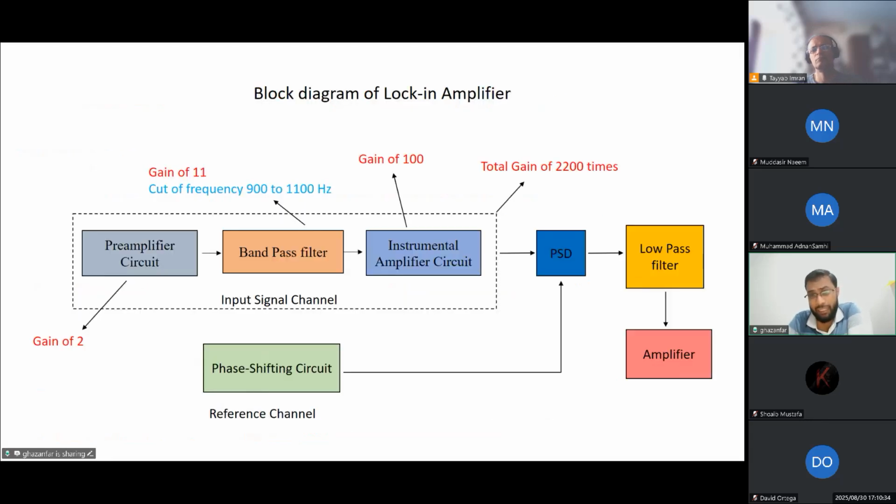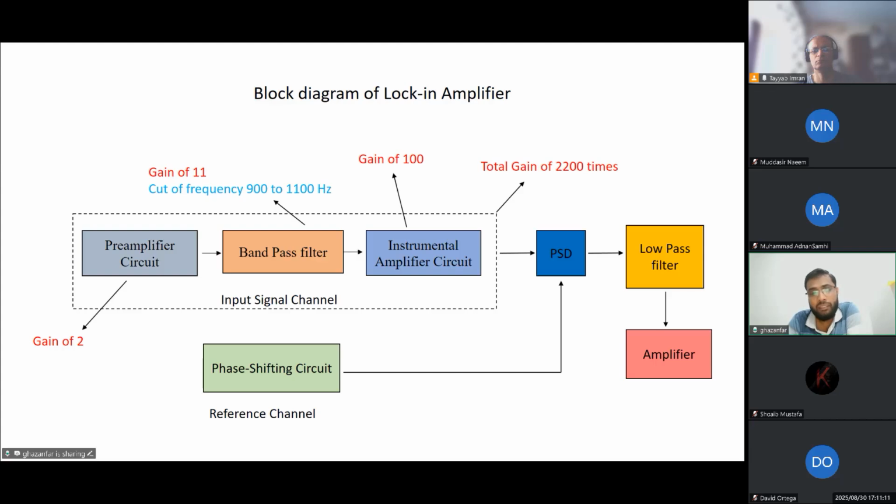So this is the block diagram of the lock-in amplifier. As we discussed, it has four main components: the input signal channel, the reference channel, the phase sensitive detection, and the low pass filter. Firstly, I will discuss the input signal channel. We successfully simulated the input signal channel. First, we have the pre-amplifier circuit, which gives a gain of two times.